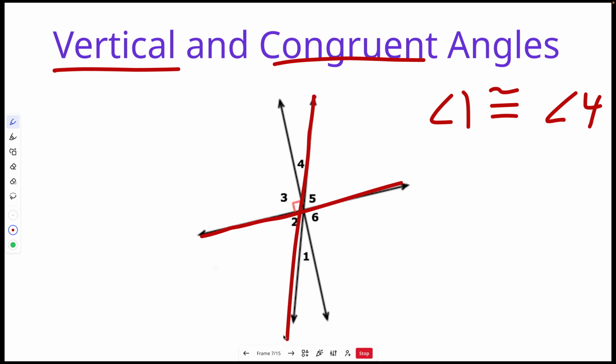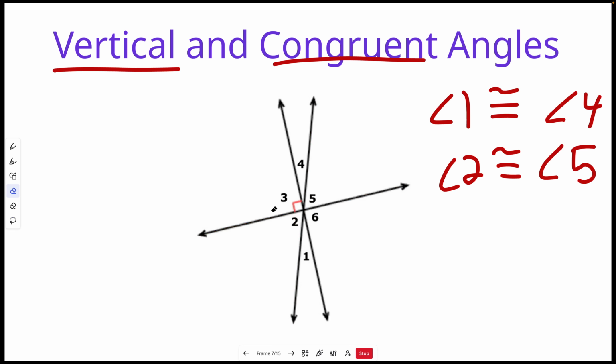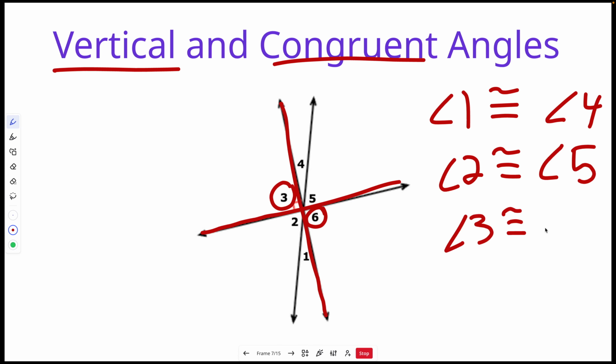And what opposite pairs do we have? Well, I see 2 and 5 are opposite sides. So angle 2 is congruent to angle 5, and they're vertical angles. All right, and I think that's it for that X. And then there's one more X that we have to see. That would be this line and this line. And here I see that angle 3 and angle 6 are opposites. So angle 3 is congruent to angle 6.